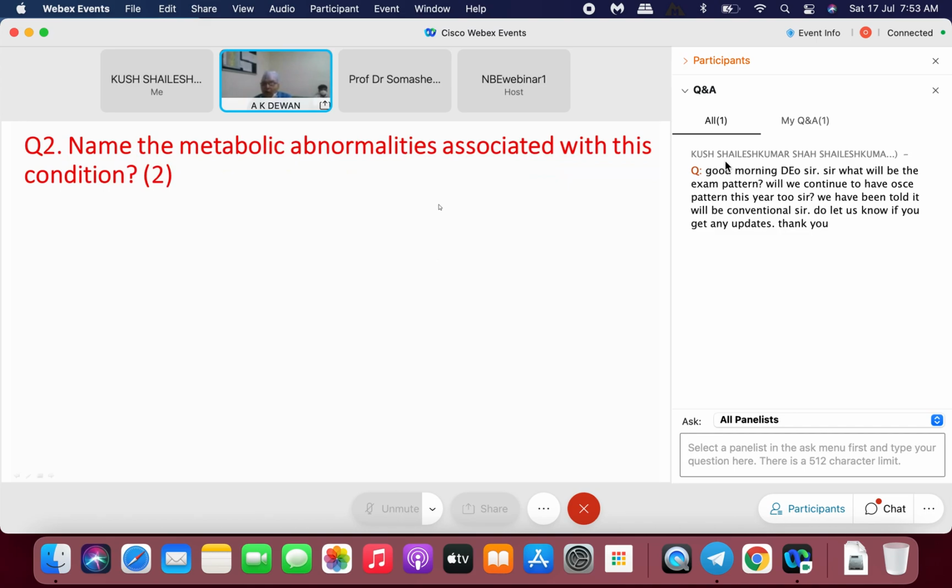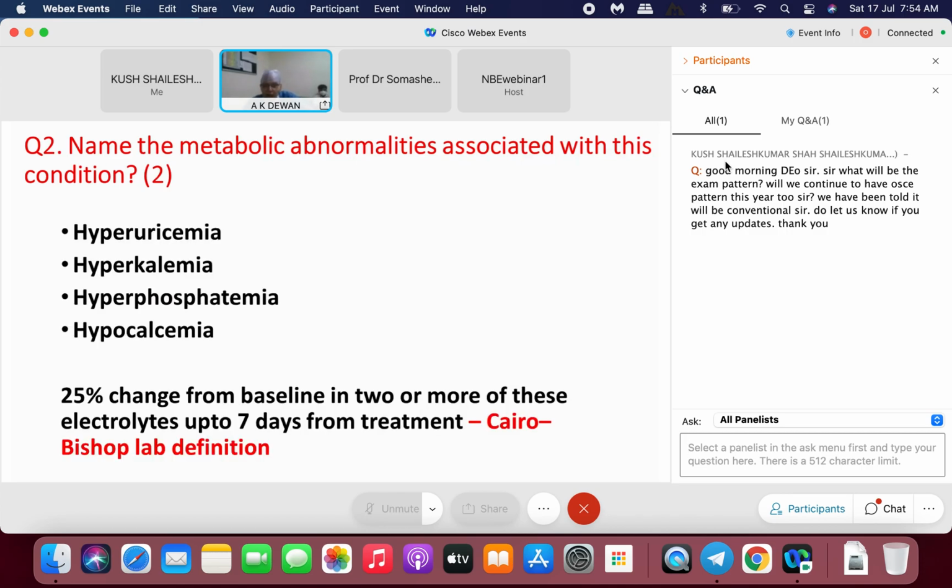Name the metabolic abnormalities associated with this condition. So now you have made up your mind that it is tumor lysis syndrome. So what are the metabolic abnormalities in tumor lysis syndrome? This is 2 marks. What is expected from you is mainly these 4 things: hyperuricemia, hyperkalemia, hyperphosphatemia, hypocalcemia. So you see how objective it is. You get full marks if you write these 4 words.